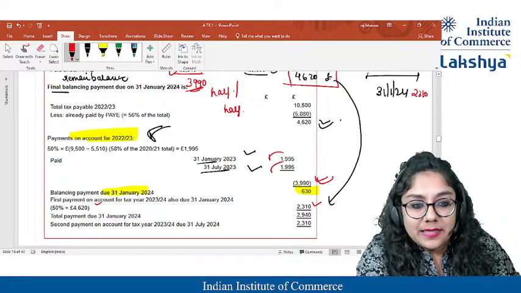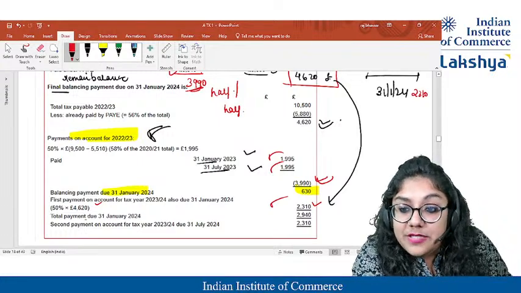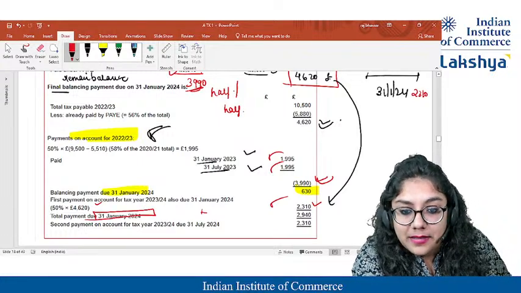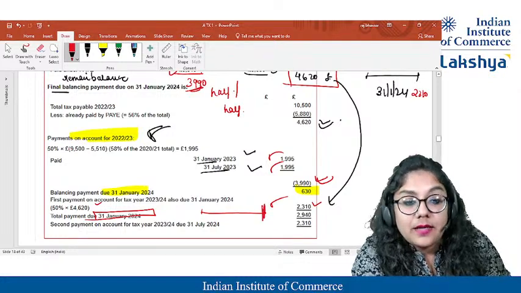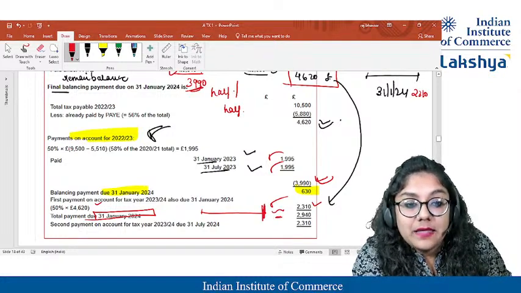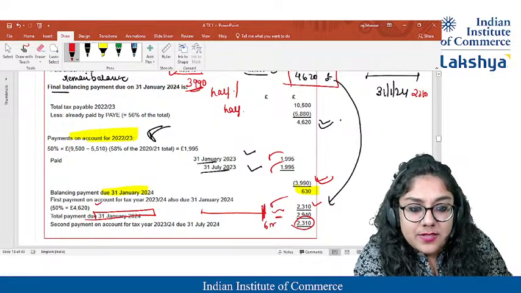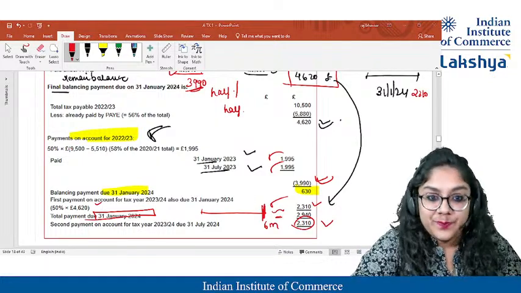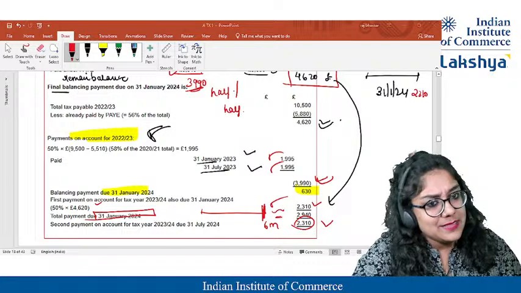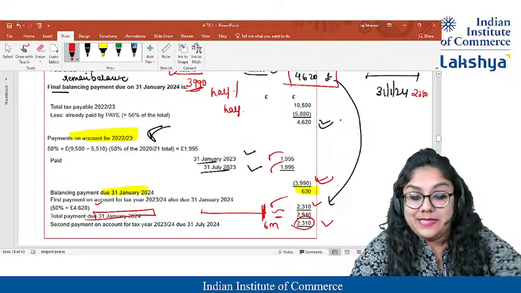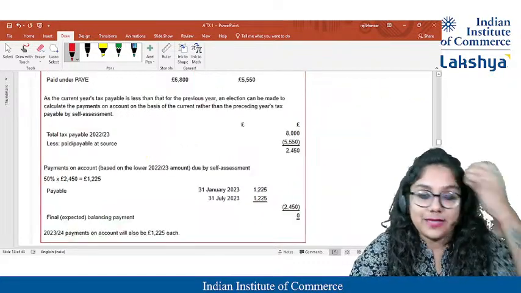Yeah, are you getting it? So yes, that much I will pay on 31st Jan, and the remaining I will pay in the next quarter, that is after 6 months. That is the remaining 2310. I hope it's clear. Yes. If not, please check it once again.